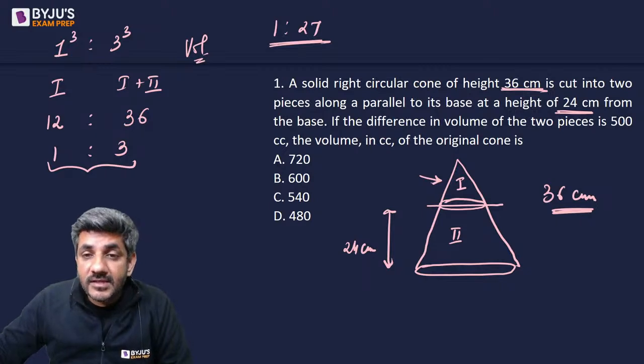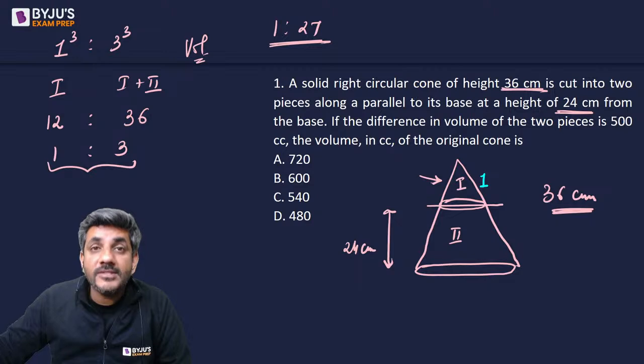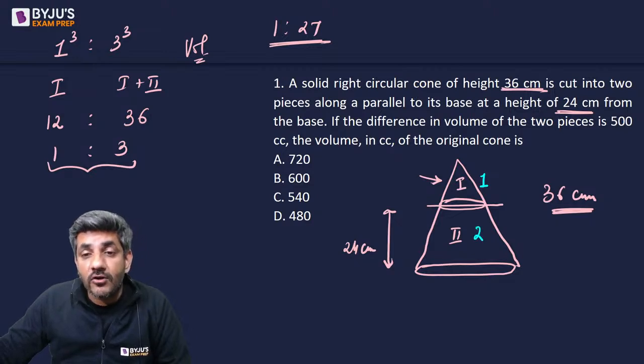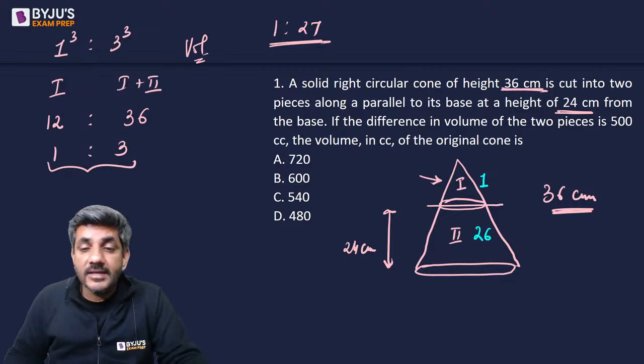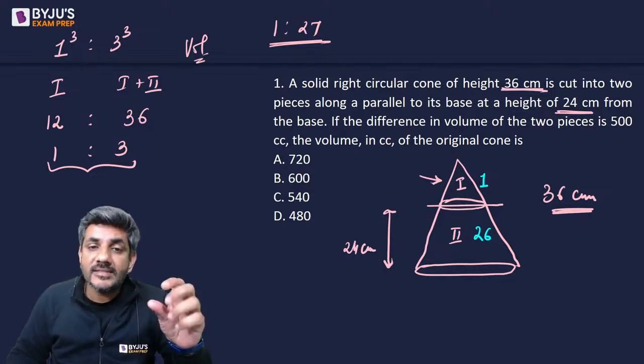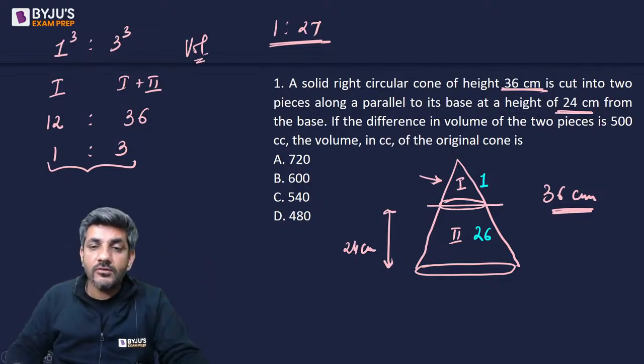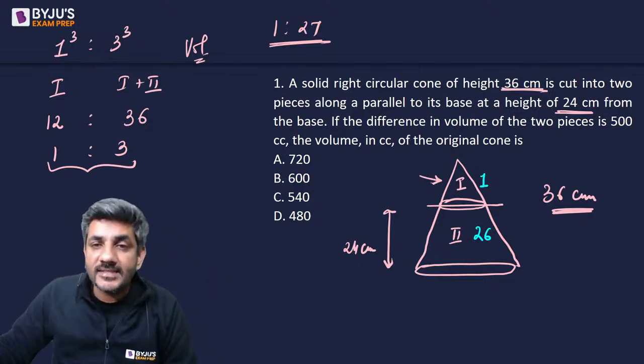That means if the volume of cone 1 is 1, the volume of 1 plus 2 is 27. So can I say volume of part 2 is 26? If 1 plus 2 is 27, out of which one portion is equal to 1, then the second portion will be 27 minus 1, equal to 26.